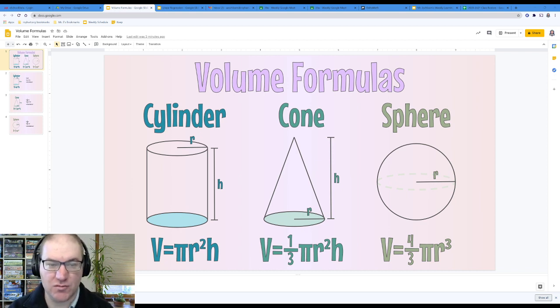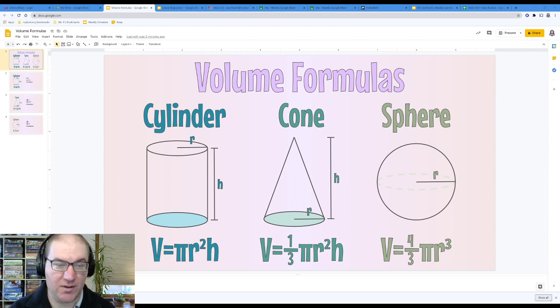The cylinder has two dimensions that we need to know to calculate the volume, the radius and the height. The volume formula is pi times the radius squared times the height. Now, if they give you the diameter in this cylinder, remember diameter is just double the radius. Diameter is all the way across the circle and radius is just halfway across. So if they give you diameter, that would work too for this formula.